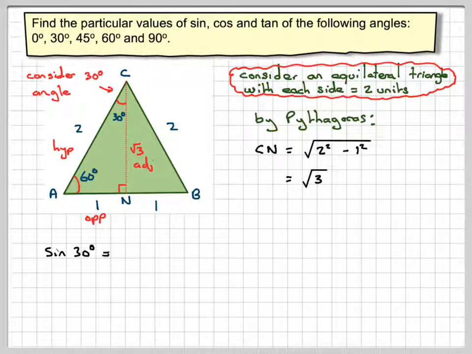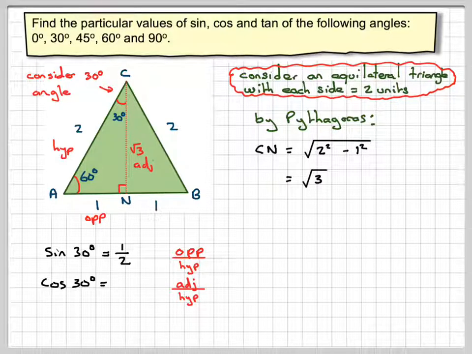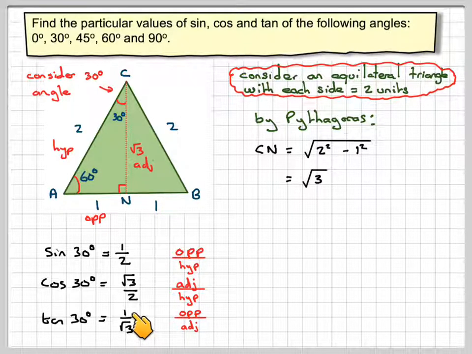So sine of 30, sine is opposite over hypotenuse, so it's going to be 1 over 2. Cos of 30, cos is adjacent over hypotenuse, so it's going to be root 3 divided by 2. And then tan of 30 degrees is going to be 1 over root 3, opposite over adjacent, but from our rules of surds, we know we can write that as root 3 over 3.